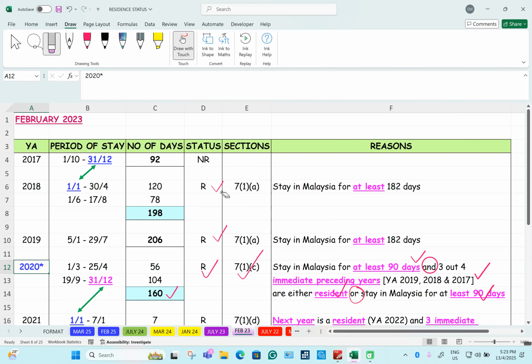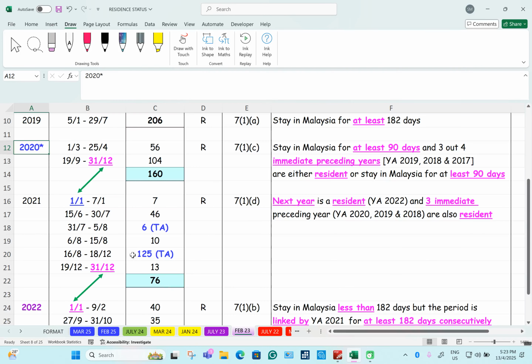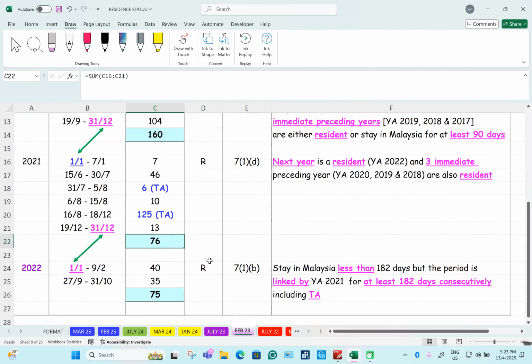Now let's do YA 2021. 2021, guys, there are so many dates here, isn't it? Alright, let's see one by one. Okay, since our number of days here is 76. There are so many dates, but the number of days is only 76. Very obvious, no A. Do you agree, guys? No A. Okay, how about Limbai?